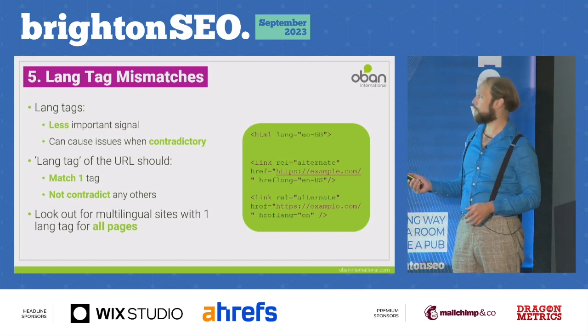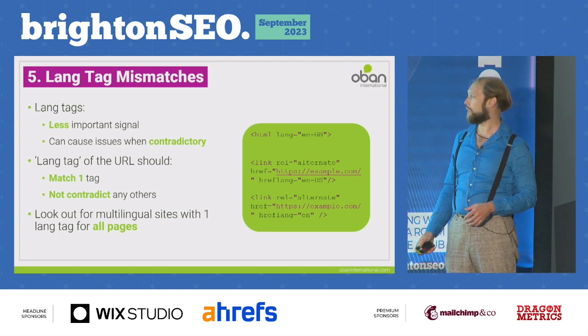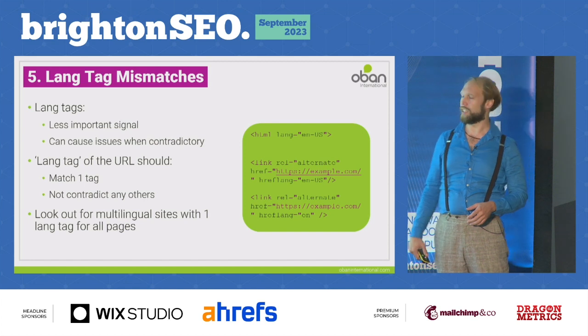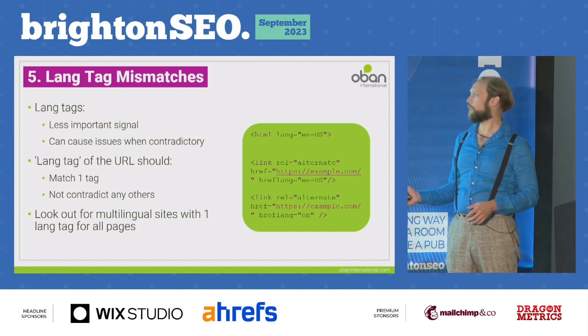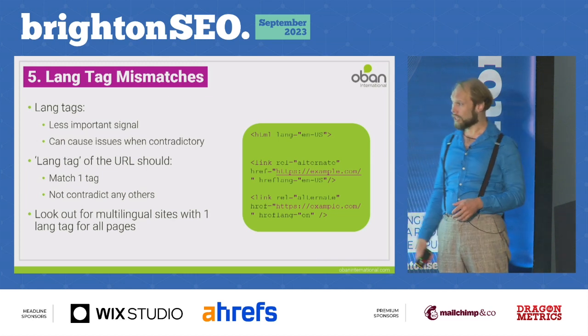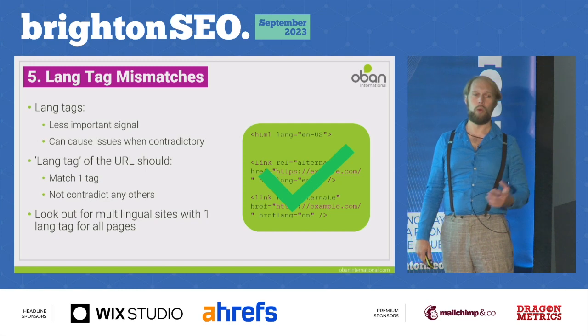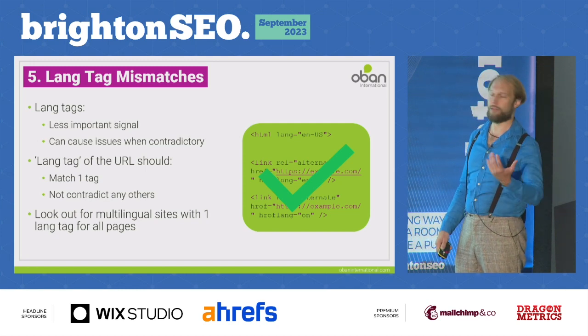Here, not quite so bad. We've got ENGB at the top, and then there's no ENGB hreflang, so not as bad, but still not ideal. And then finally, yeah, got it fixed at last. ENUS matches this tag, doesn't contradict the other one, so worth checking that as well. Particularly as some sites just seem to automatically add a language code to every single page.